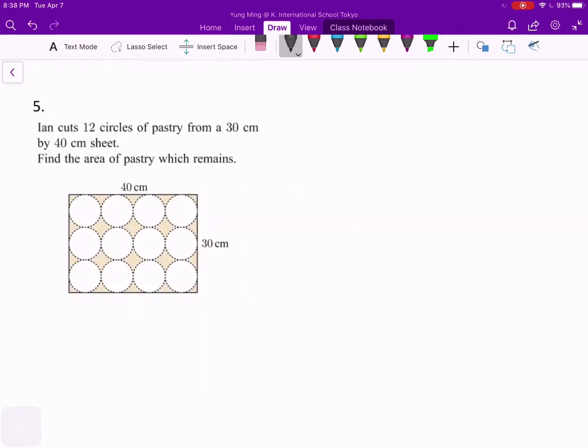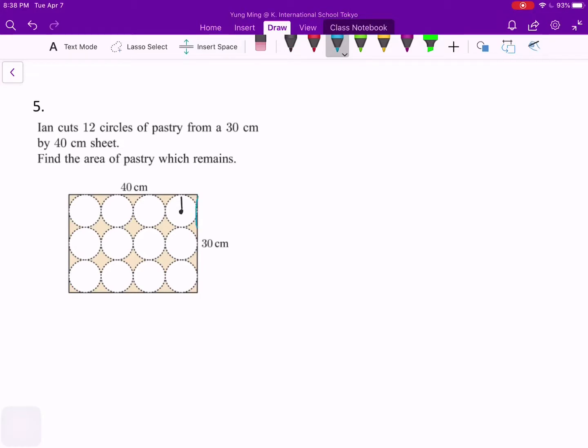Now the second question of the day, we're looking at this example exercise question. We want to cut 12 circles from a 30 by 40 sheet. We want to find the area of the leftover pastry. In order to do that, we need to find out the radius for each circle. They're all identical, but we need to find the radius for each one so that we can use pi r squared.